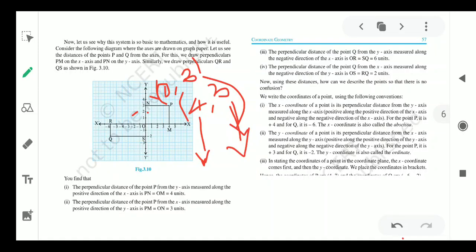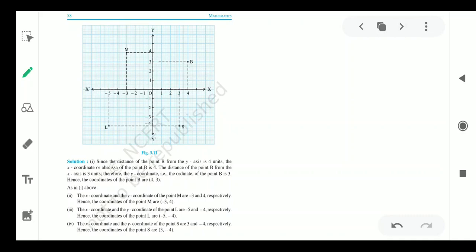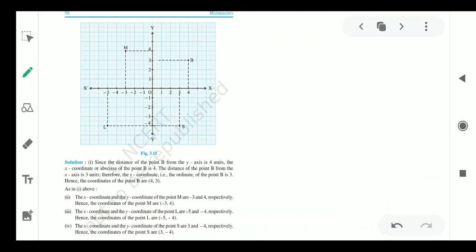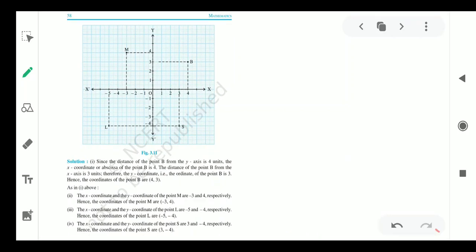Okay, let us see the next one. See here, what is the first question? What is the point B? How can we represent point B? First we have to write the x coordinate value. For this, the x-axis value is 4, and the y-axis value is 3. So B means (4, 3).